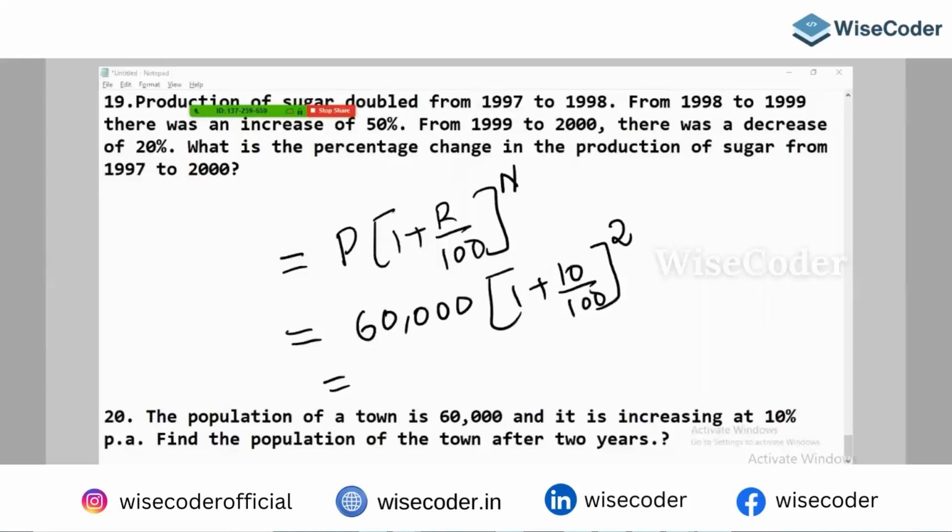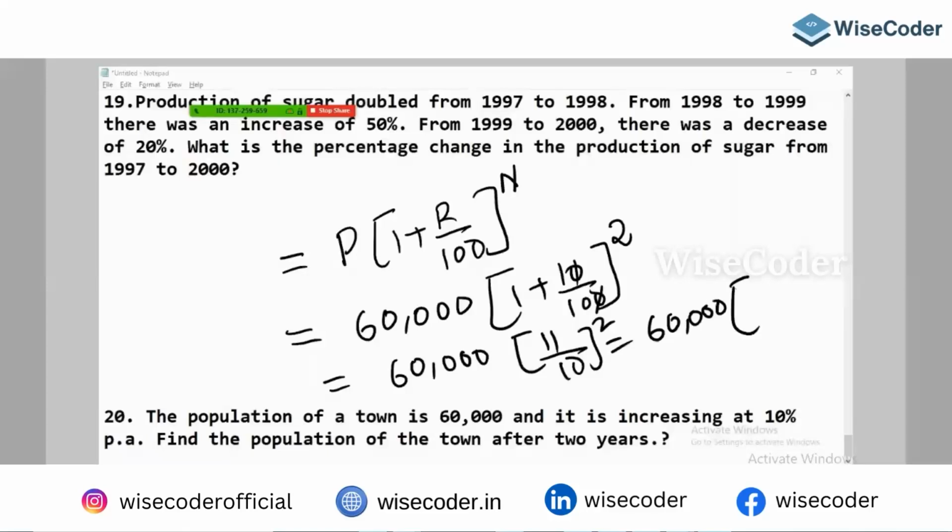For 2 years, that is 60,000 into, with the zero cancelled, 11 by 10 squared. So that is 60,000 into 11 squared, 121 by 100. Two zeros cancel. 6 1s are 6, 6 2s are 12, 1 carry, 6 1s are 6 plus 1 is 7, and 2 zeros. The answer is 72,600. In both ways, you get the same answer.